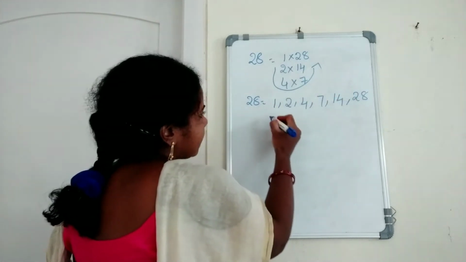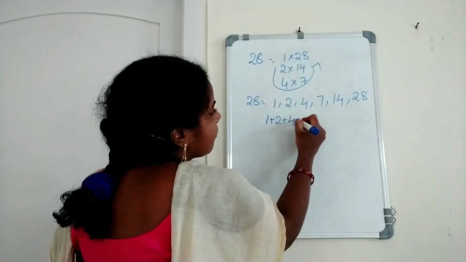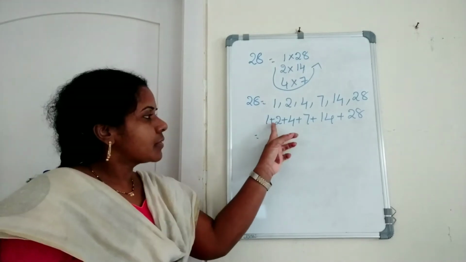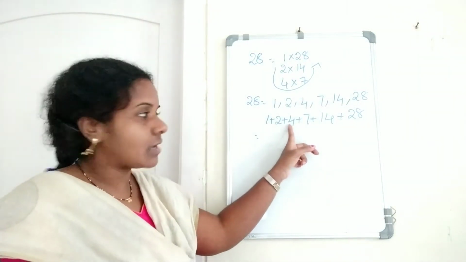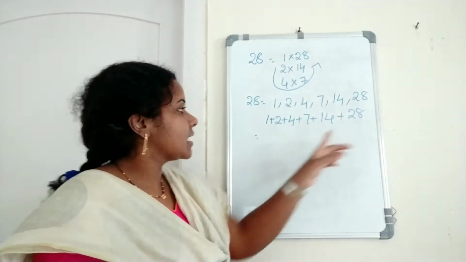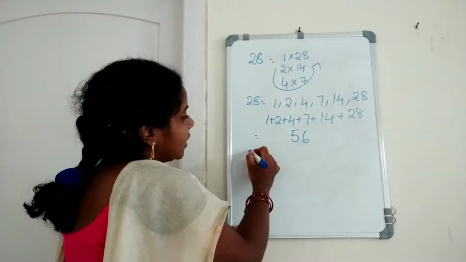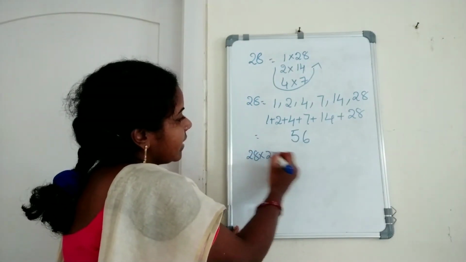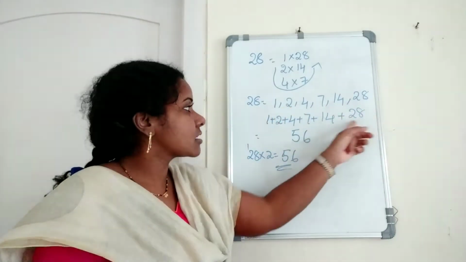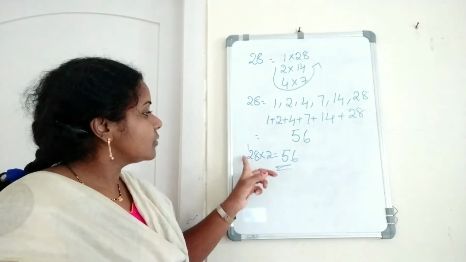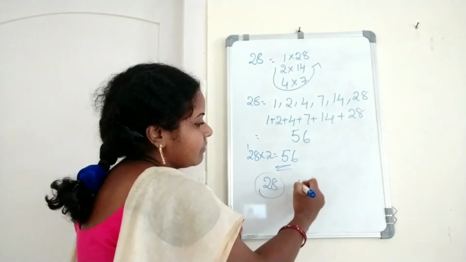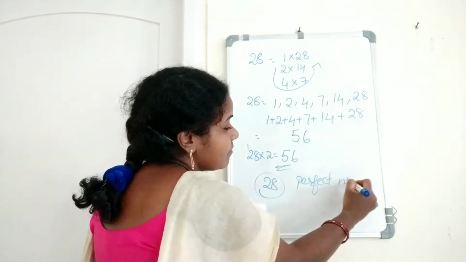Now I am writing the sum of all the factors. 1 plus 2 plus 4 plus 7 plus 14 plus 28. 2 plus 1 is 3, 3 plus 4 is 7, 7 plus 7 is 14, 14 plus 14 is 28, 28 plus 28 is 56. So the sum of all the factors of 28 is twice 28, that means 56. Therefore 28 is also a perfect number.